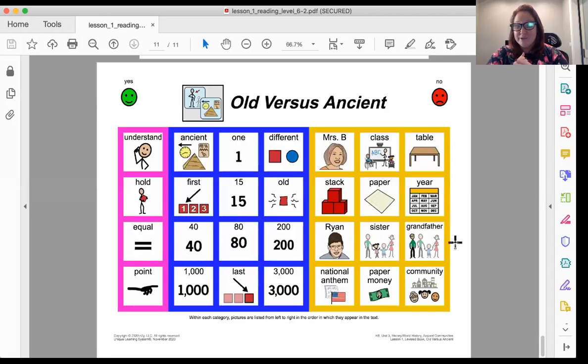All right, today we start a new unit. It's about history, and this first leveled book is the assignment today. So it's called Old versus Ancient, and you should have this communication board in your black binder, and this is what it looks like. So please have this out, and as usual, pause at the end of each page and find some of the words.